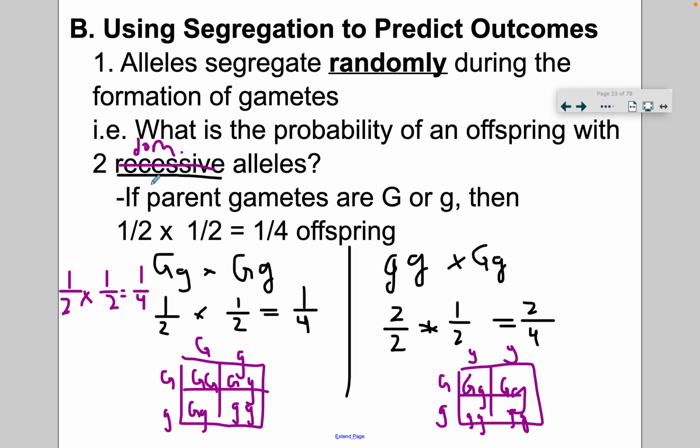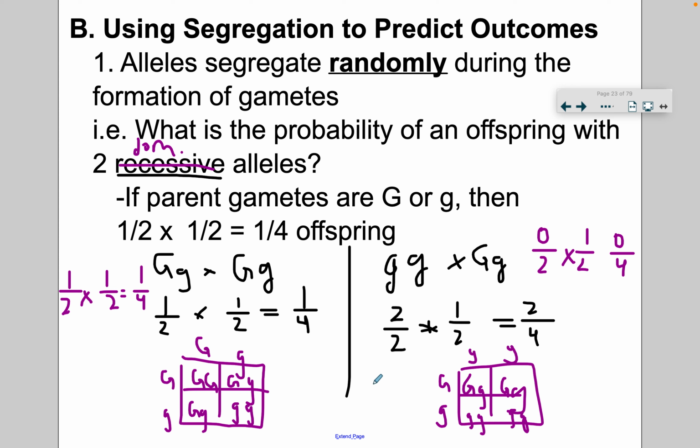Over here, let's just see if this works here. 2 dominant alleles for this crossing. So this first parent, it's 0 out of 2, right? And then the second parent, it's 1 out of 2. And when I multiply across, 0 times 1 is 0. Notice that in this Punnett square, there are no dominant alleles.